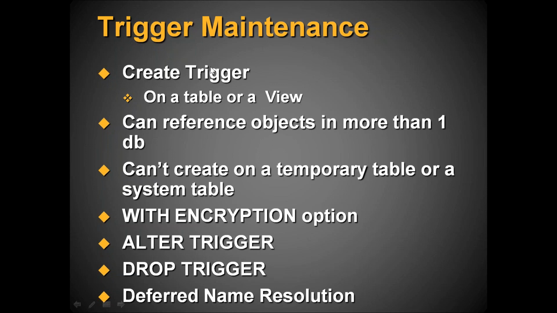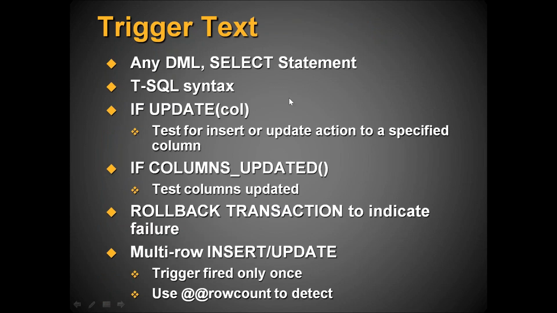Okay guys, trigger maintenance: we create a trigger on a table or a view. We can reference objects in more than one database. We cannot create one on a temporary table or a system table. Remember this point, we cannot do it on a temporary table. With encryption option, alter trigger, drop trigger, deferred name resolution, all we can do. With encryption also we can use. Trigger text is any DML statement.